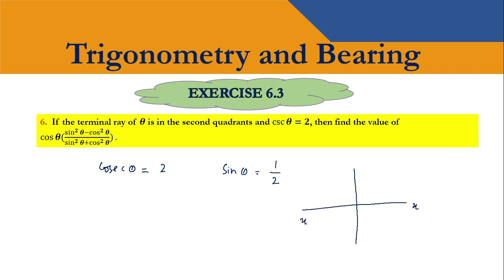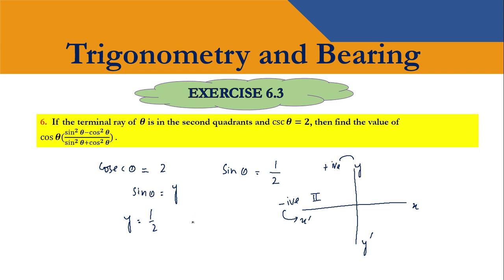This is the X axis, and this is the Y axis. So this is our second quadrant. In our second quadrant, the x is negative and our y is positive. So sin theta is equal to y. So the value of y is 1 over 2. So the value of y is positive here.